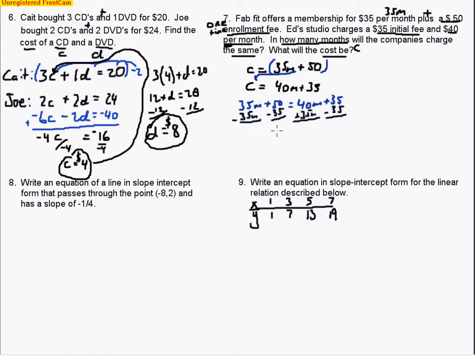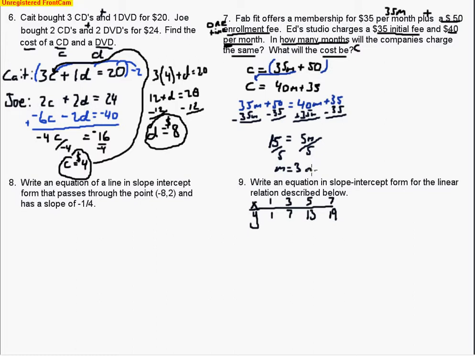And so what I'm left with is when I do that subtraction, make sure again you borrow, it ends up being a 4, which changes this to 15. So 15 equals, and then when I do this subtraction, I end up with just 5M. So it's only going to take 3 months. And that's when the two companies will charge the same.